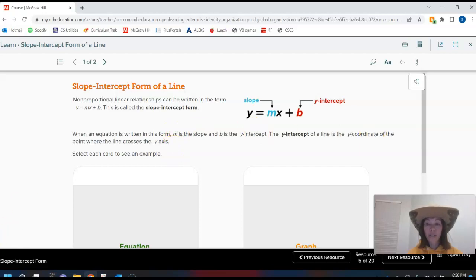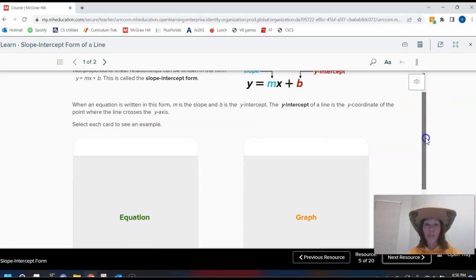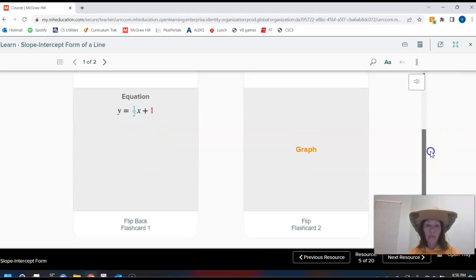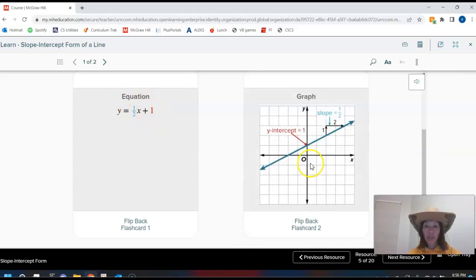The y-intercept of a line is the y-coordinate of the point where the line crosses the y-axis. We'll look at a few different examples here. So here's an equation: y equals mx plus b, where m would be 1/2 and b is 1. If you look at the graph of that, the y-intercept is 1. That means that's the point where it crosses the y-axis.